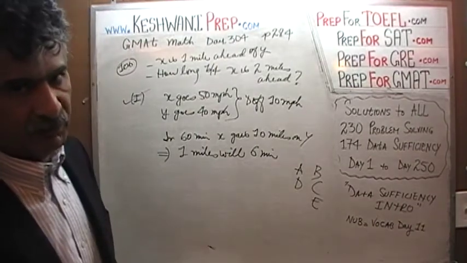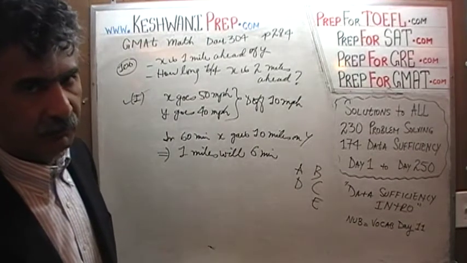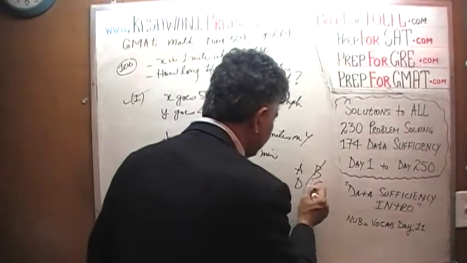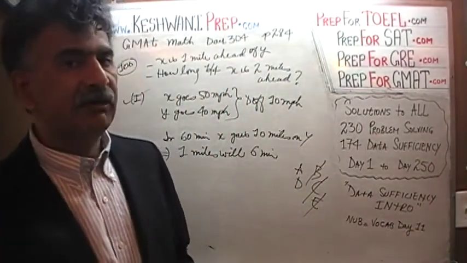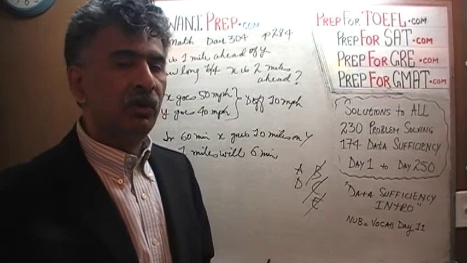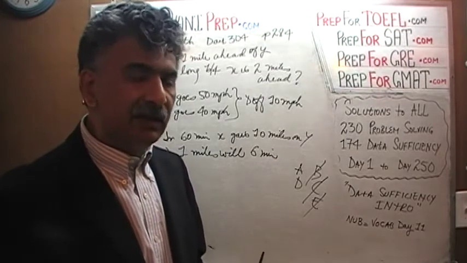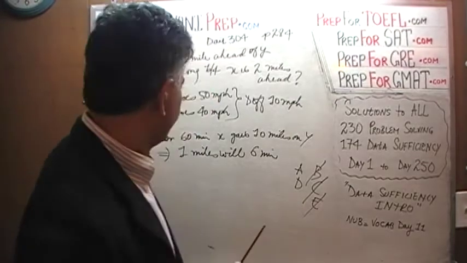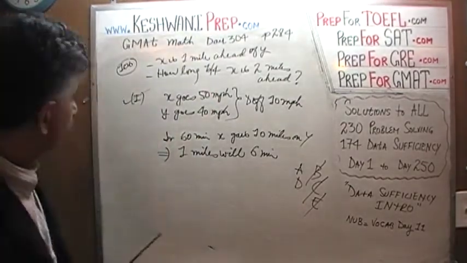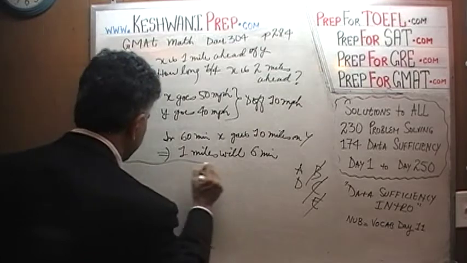Now that we've established the first statement by itself is enough, we know the answer cannot be B, C, or E. It would have to be either A or D, because the guy is taking an hour to add 10 miles to his lead. Therefore, 1 mile will take one tenth of an hour. That's all. Let's look at the second statement.